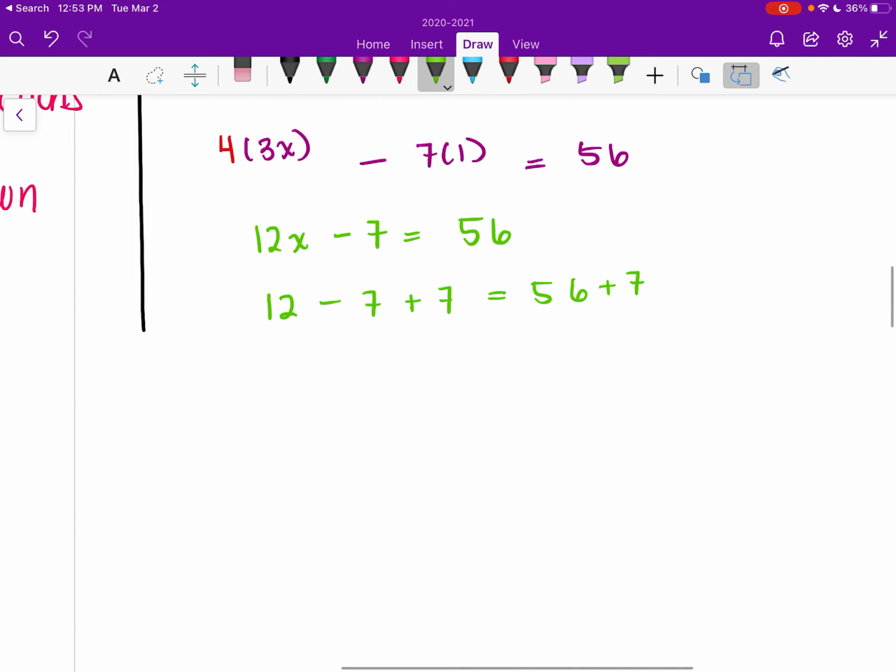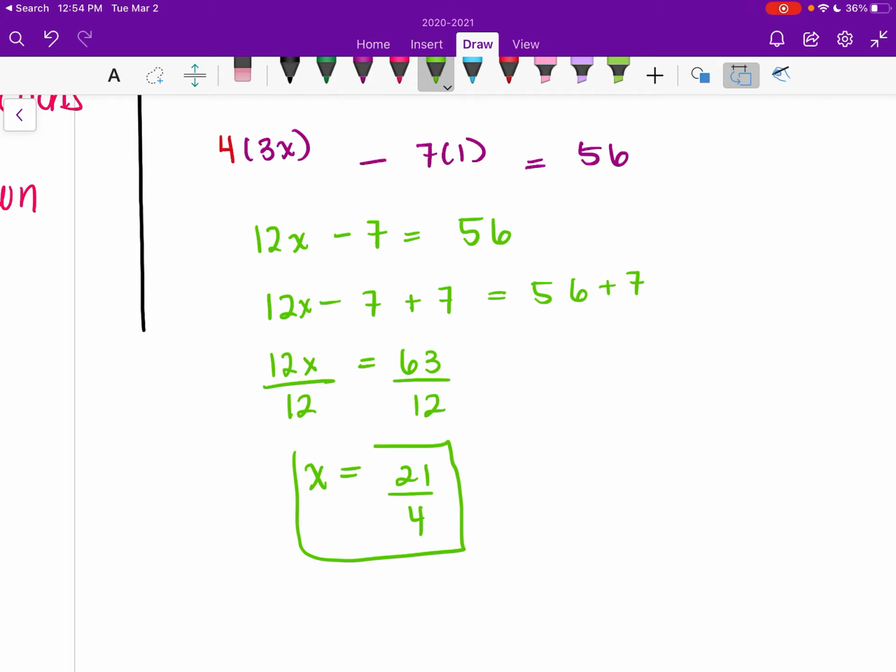Right? Make sure that the x stays there. 12x equals 56 plus 7, which is 63. Right? And then 63 divided by 12, x is equal to, and then you're just going to reduce, 21 over 4.